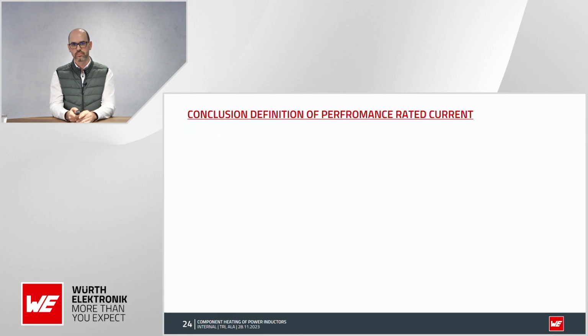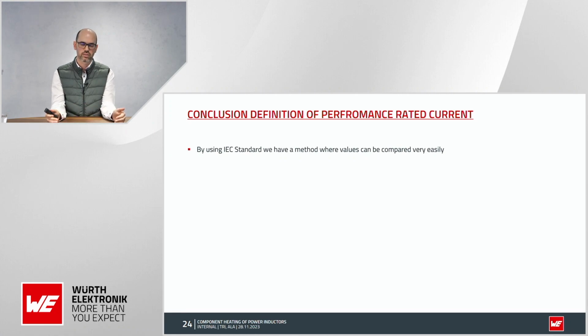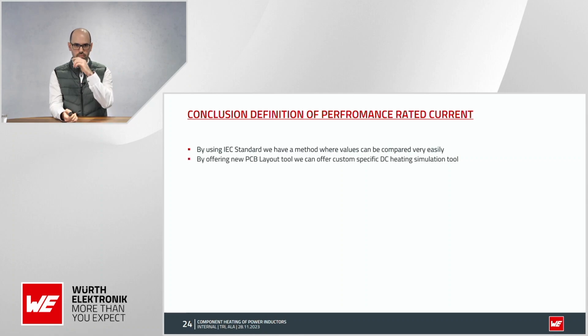So, conclusion. By using the standard, the values can be compared pretty easily. This is what we want to have. We want there to be numbers in the datasheet, and I don't need to take care of how they have been specified. I know the class, I know the standard, and so I know everything is on the same level, so I can really easily compare these numbers. This is what I need to get a good start for my design.